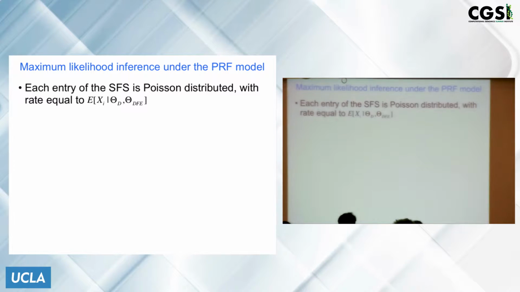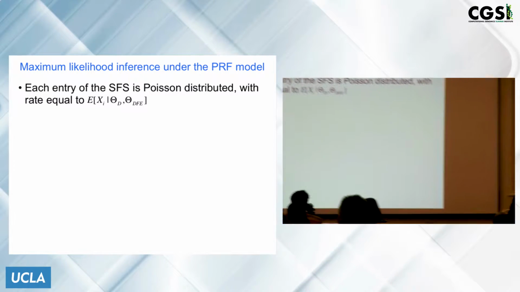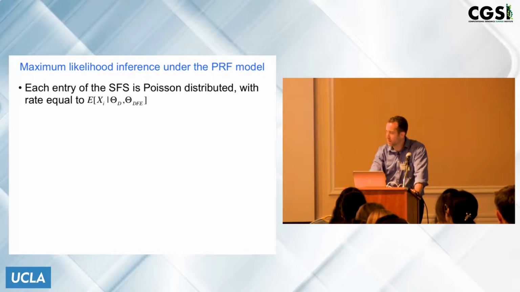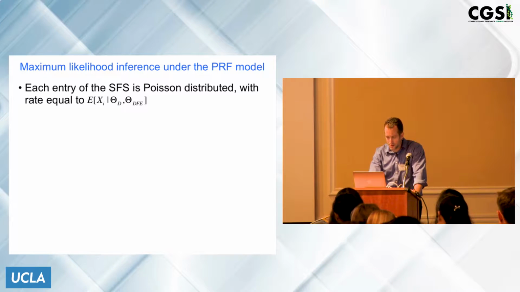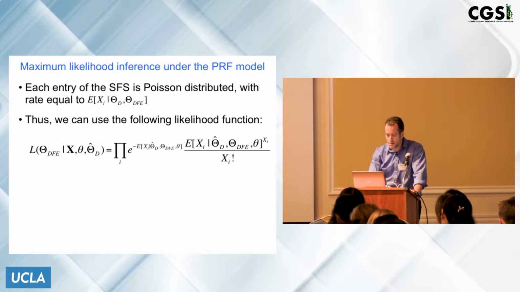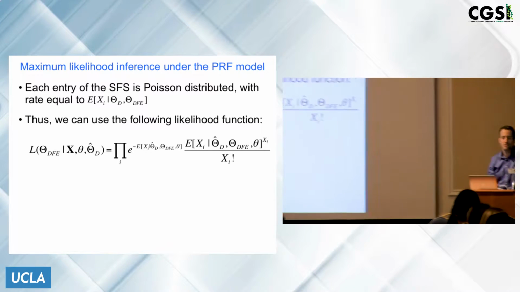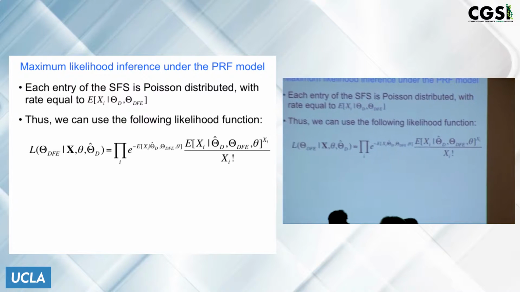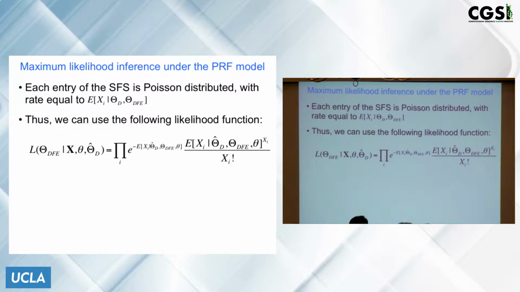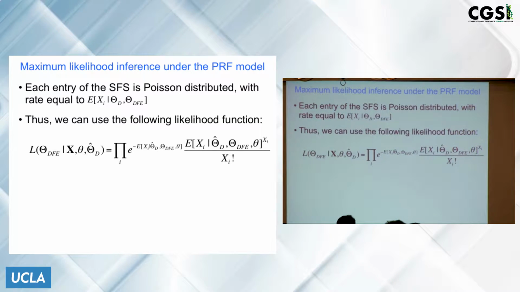OK, so what do we do then? The idea is each entry in the frequency spectrum is essentially Poisson distributed with rate parameter equal to the expected value found from the model on the previous slide. That allows us to use a Poisson likelihood function of the parameters of the distribution of fitness effects. So for inference, we optimize this likelihood function and find the parameters of the distribution of fitness effects that maximize the probability of the observed frequency spectrum, or the X vector, if you will.